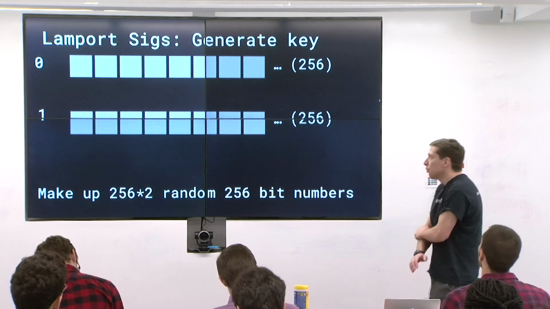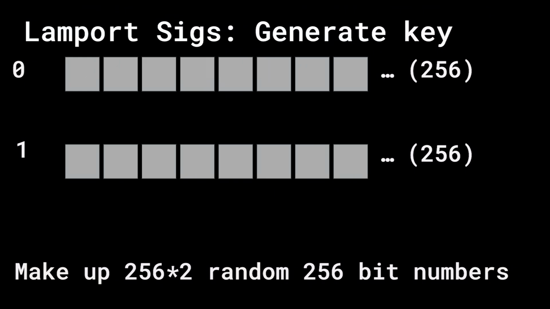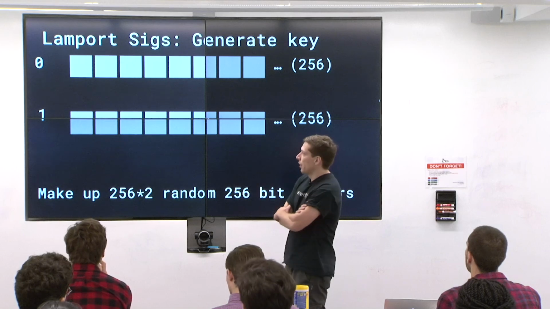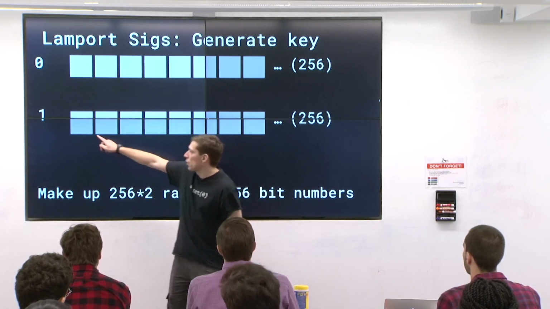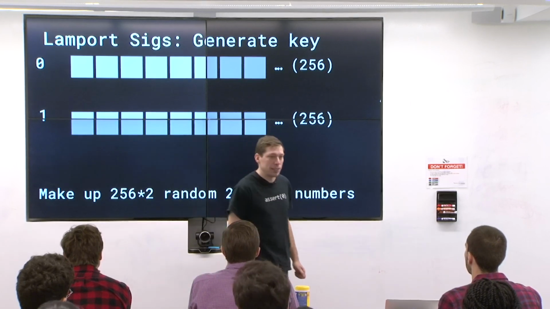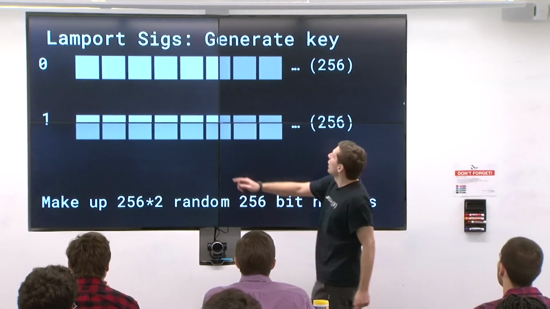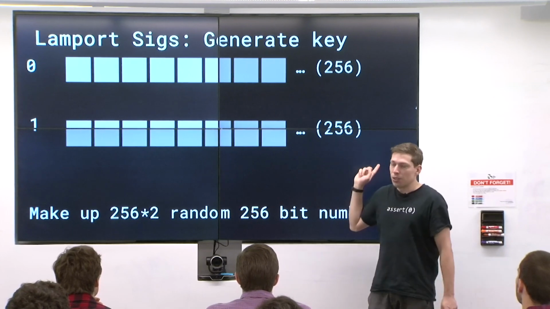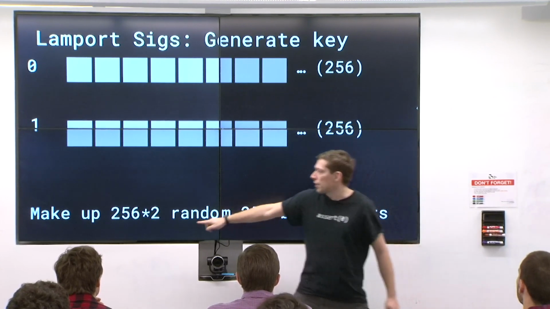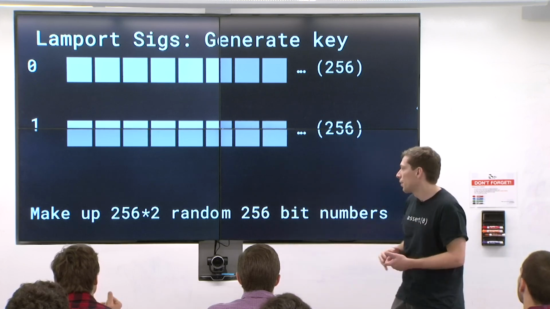Okay, so how do you make a signature scheme with just hash functions? How do you generate a key in this case? A public key and a private key you want to generate, right? So first we generate our private key. Now these squares are 32 bytes each, and you generate 256 of them on this row, 256 of them on that row. So you're generating 256 times 2, or 512 32-byte blocks, right?